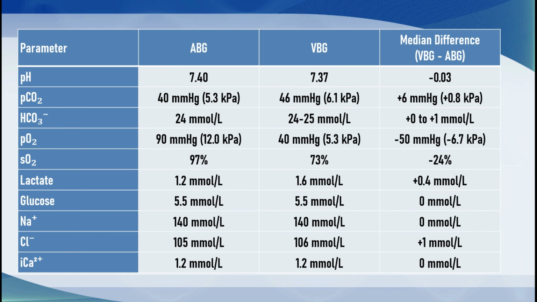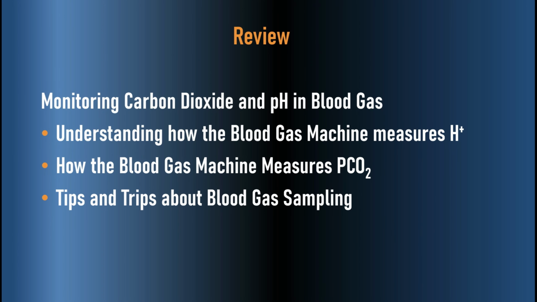Let's review this tutorial. In this tutorial, we looked at monitoring of carbon dioxide and pH in the blood gas, and I explained how blood gas machines work to measure both hydrogen ion activity and CO2. I then went through some of the issues you may encounter when you draw a blood gas, either a venous or arterial sample, what you need to do to make sure it doesn't clot, how quickly you need to put the sample in the machine, and also how to distinguish between a venous and an arterial sample.